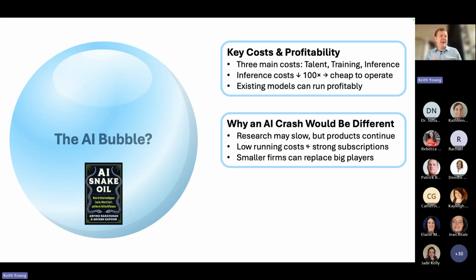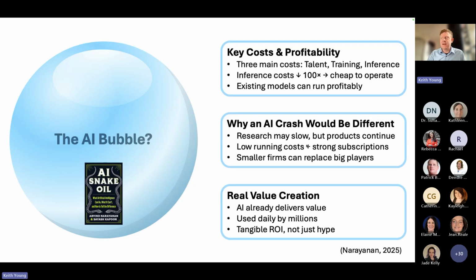What would happen if an AI crash happens, and he differentiates it between the dot-com crash and other crashes of that nature, is that while research may slow, the products themselves are going to continue. You're going to have low running costs and strong subscriptions, and smaller firms could replace larger players as well. In reality, he's just saying that there is real value creation with this, and a lot of people do not want to recognize that. But AI is already delivering value to hundreds of millions of people. They would not be using it otherwise.